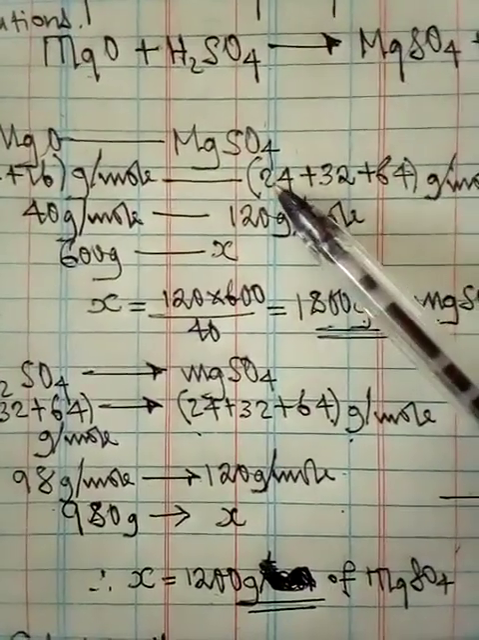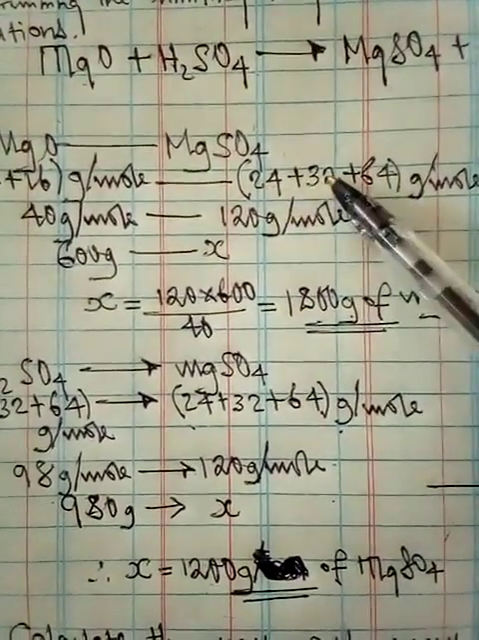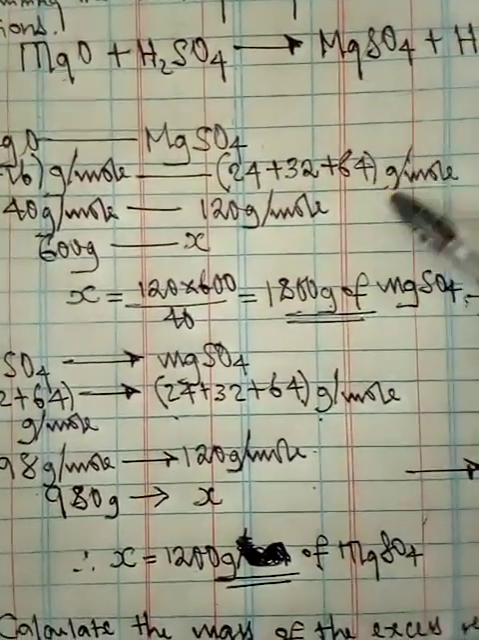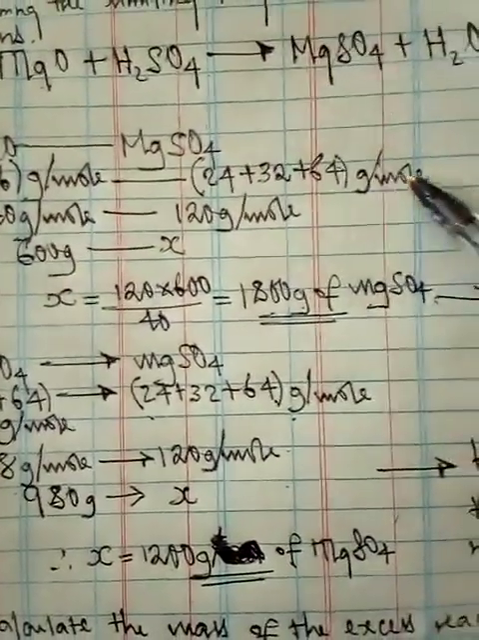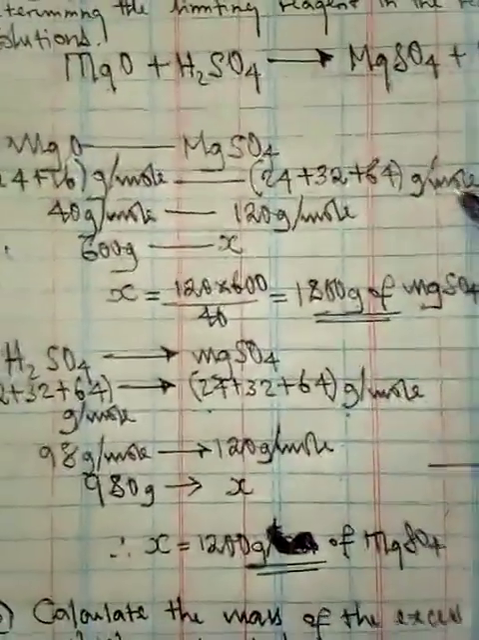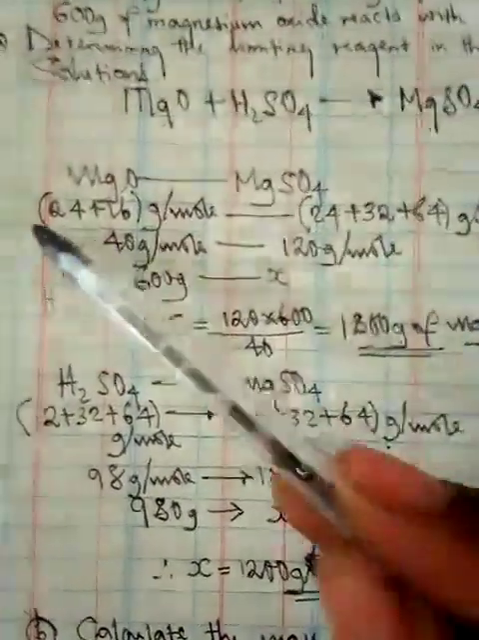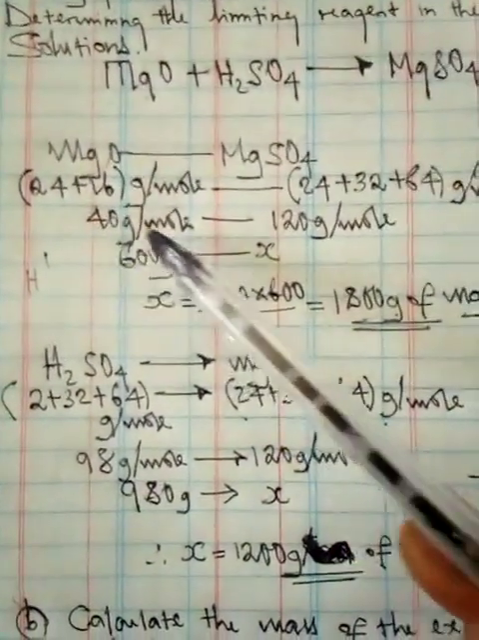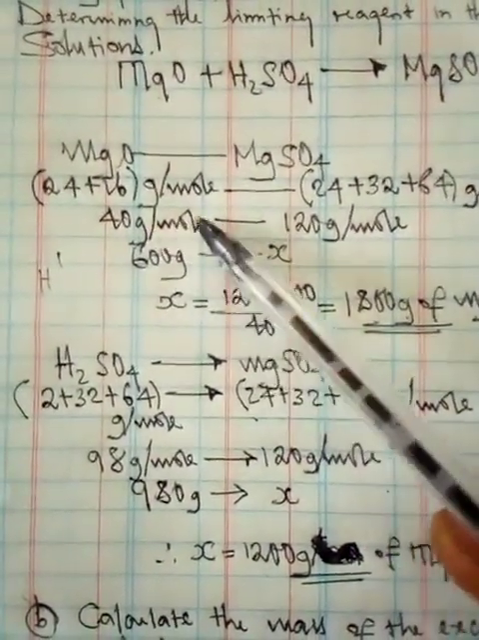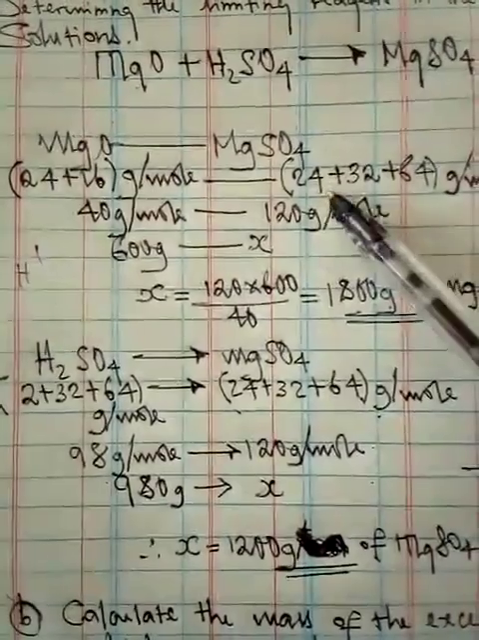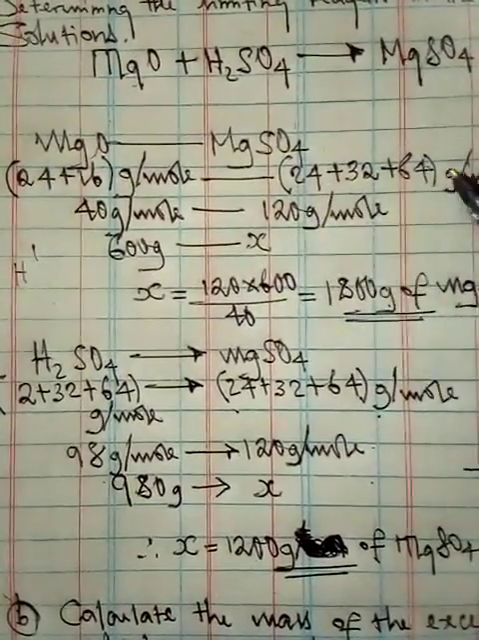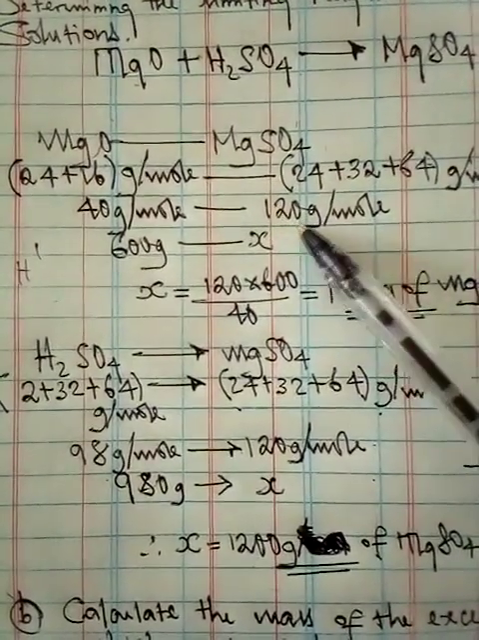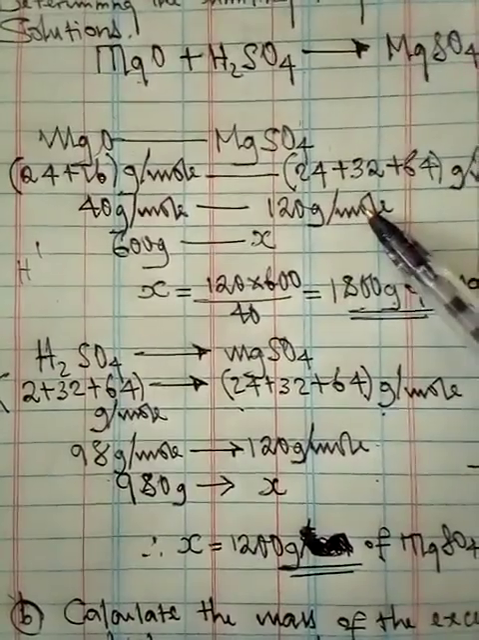Hence, writing this is going to be 24 plus 32 plus 64. And of course, the grams per mole unit should also be followed up. If we sum them up, 24 plus 16 is just going to be 40 grams per mole. 24, 32, 64, if you sum them up, your value is just going to be 120 grams per mole.